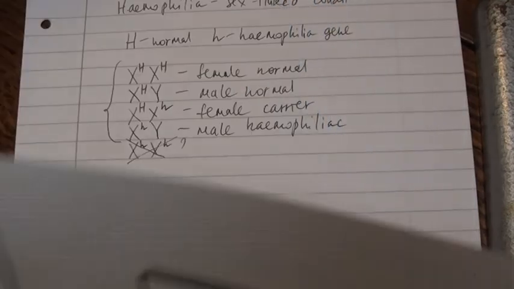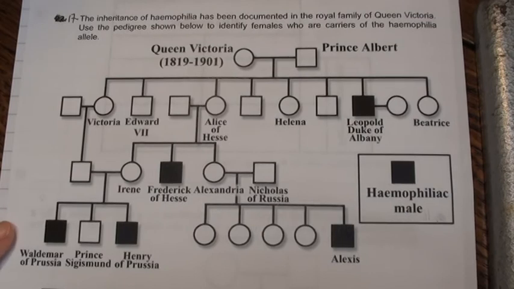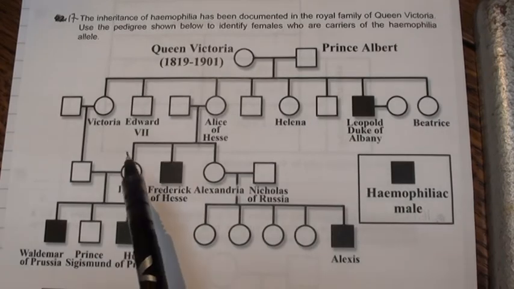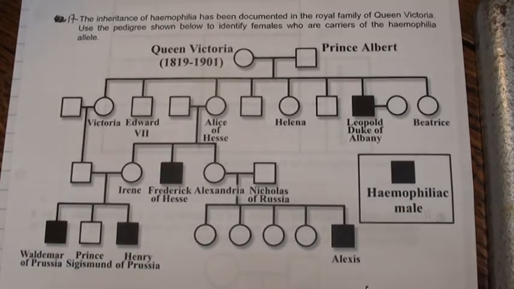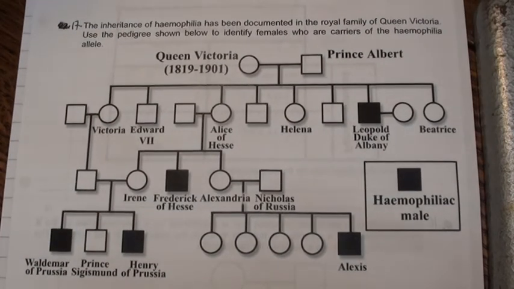And then moving on, we've got question 17. I would recommend you do that one next. Here we have a real case scenario of Queen Victoria's family tree. So she was married, as you probably know from British history, to Prince Albert, who died fairly early, and then she was mourning him for the rest of her life. And they had a whole bunch of kids.